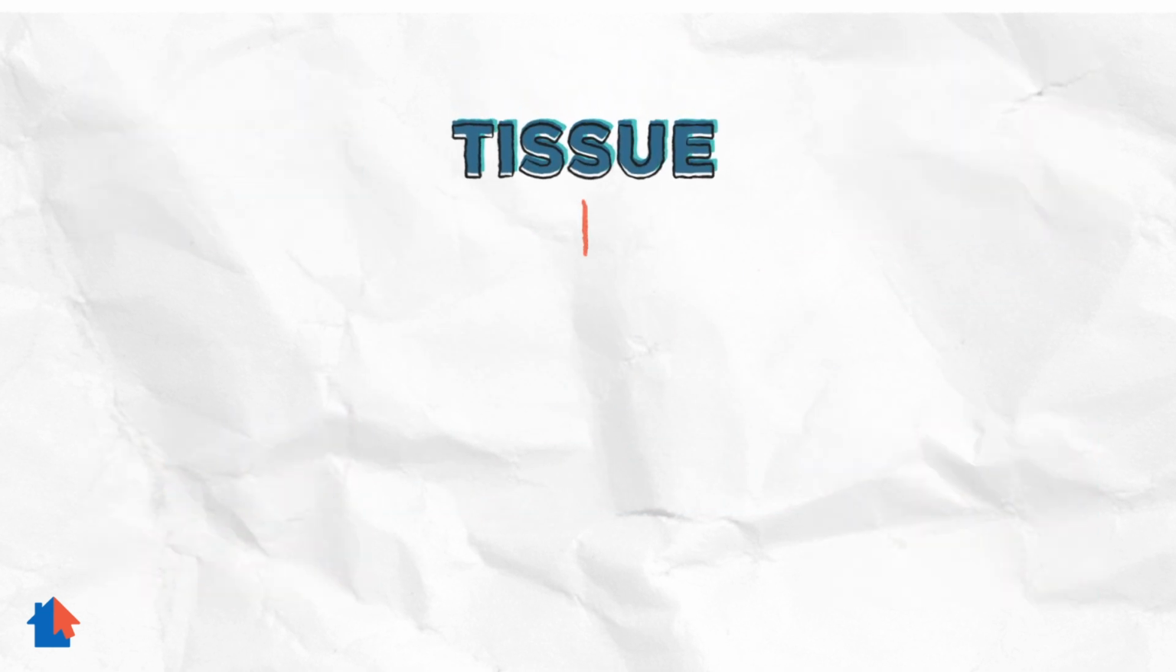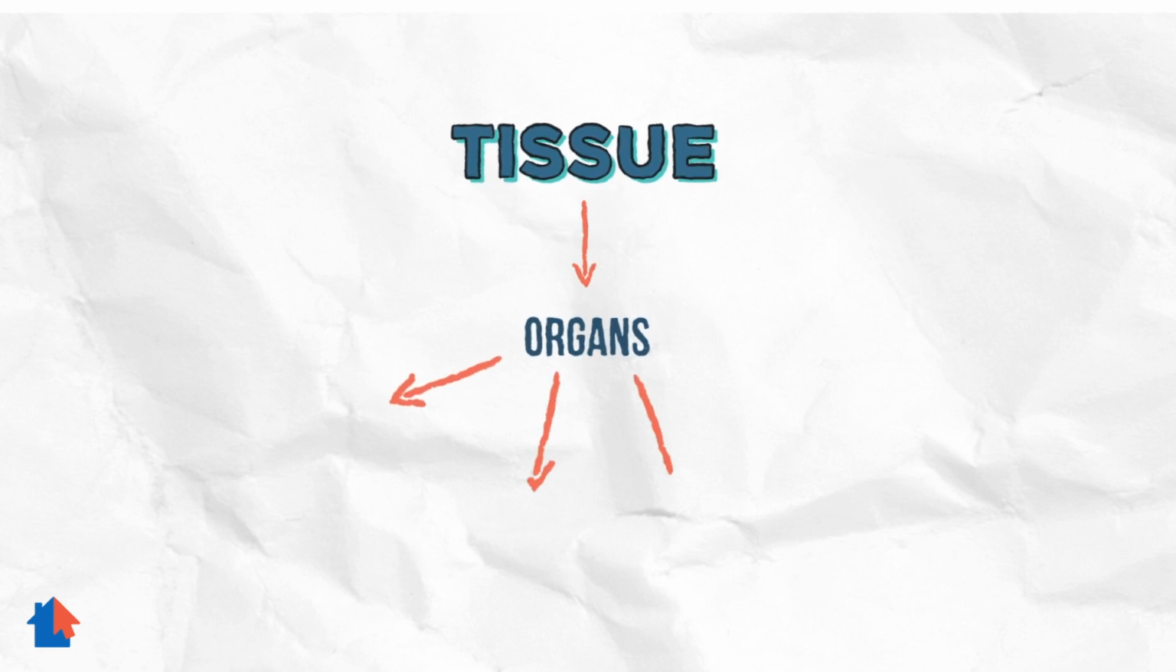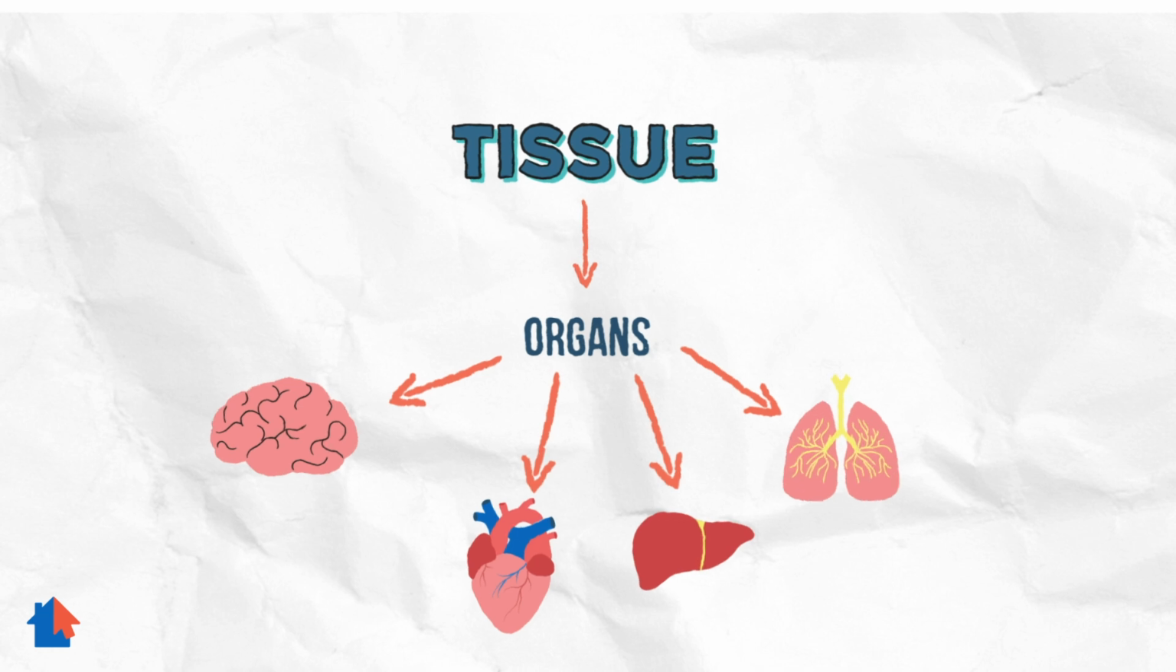Tissues work together to make organs. Organs are self-contained units that have a specific purpose in an organism. The brain, heart, liver, and lungs are all organs.